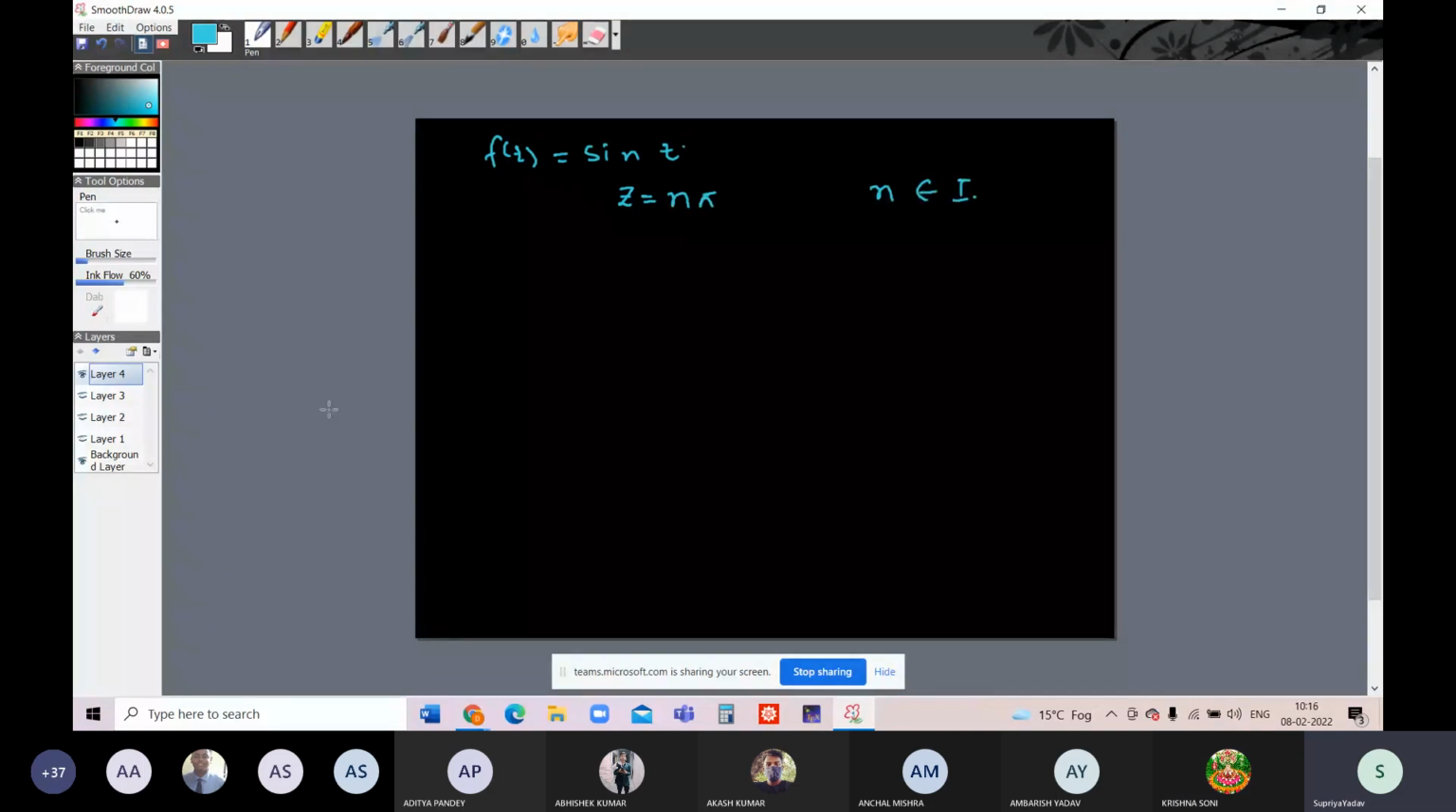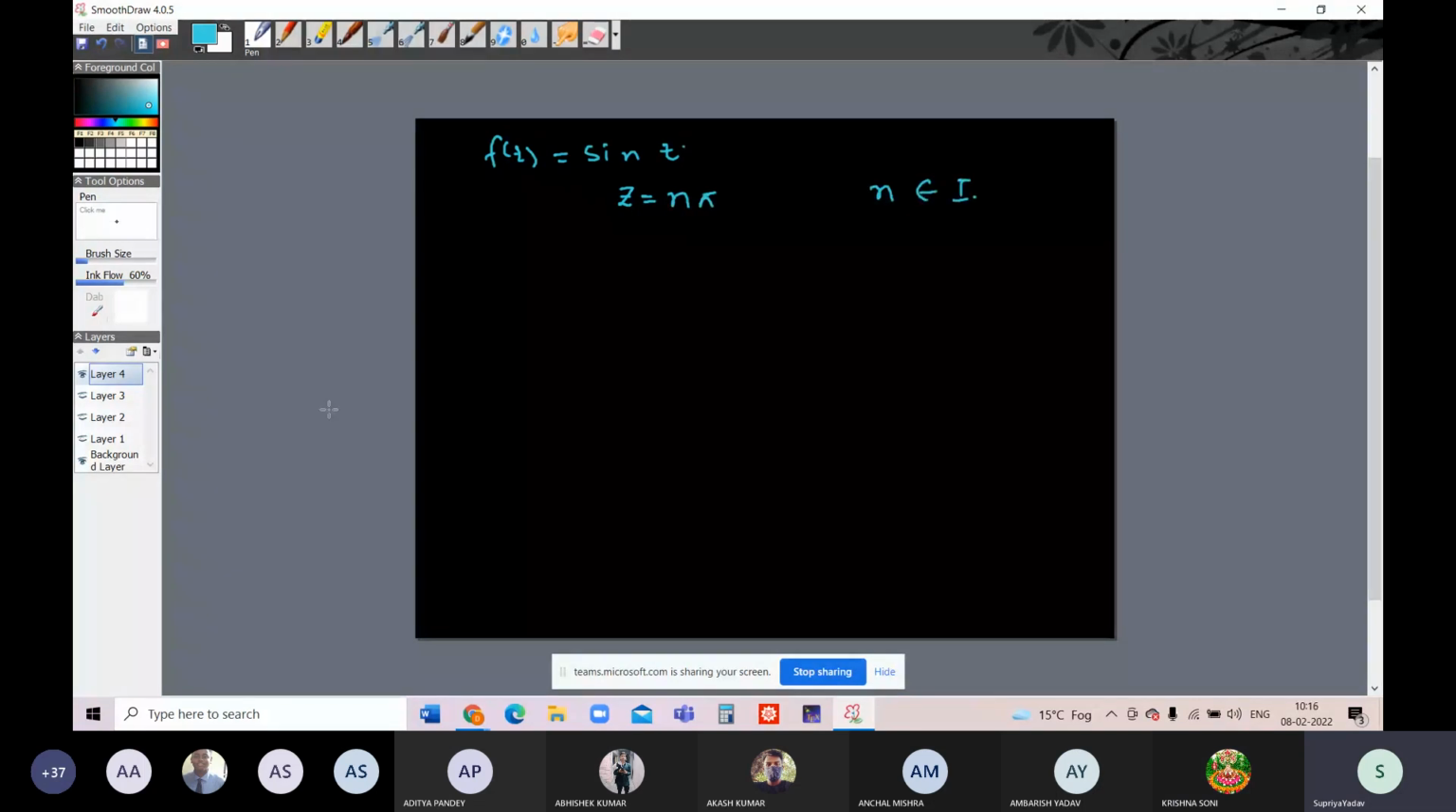Suppose we have a function sin z. You know that it is an entire function. So what will be the zeros of this function? z = 0. Yes, z = n pi, where n is from the set of integers.